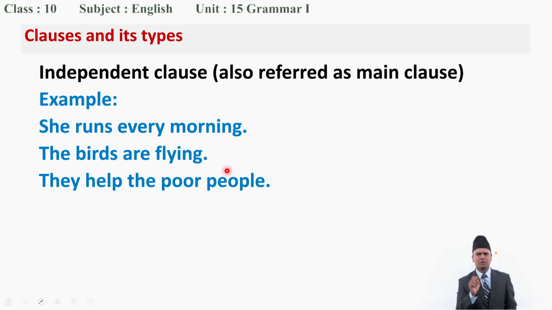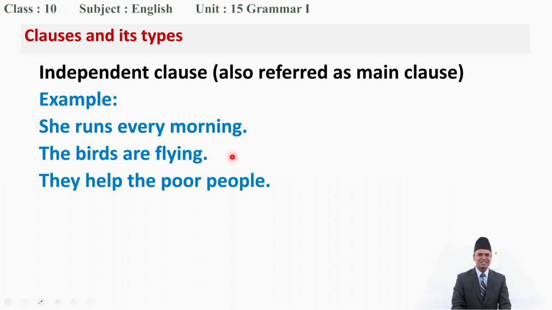Sometimes subject and verb also give a complete meaning. For example, the birds fly. The birds are flying. You can see there is no object here, but it is complete because flying is also a predicate. I told you, remember that. Predicate means what? A verb with or without object. It is not necessary that an object is there in every sentence. Without an object also a sentence can be complete. Okay? The birds are flying. They help the poor people. Understand? Yeah, these are examples of independent clause.